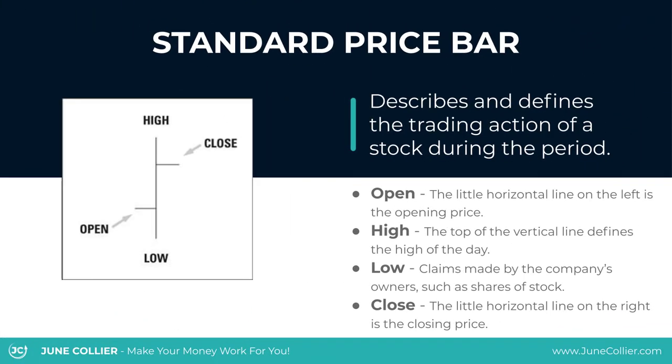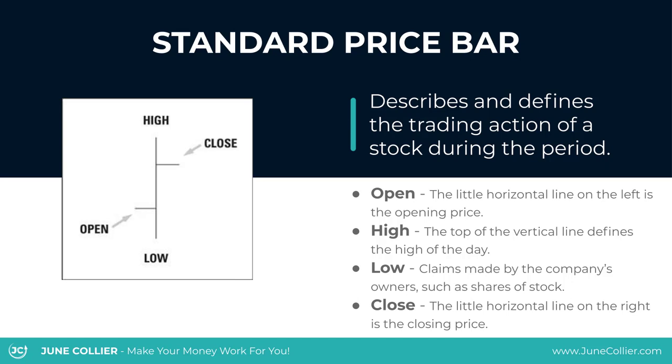Standard price bar. There are a few indicators that can show you the price action of a stock. The standard price bar is a simple indication that can provide you with the open, the close, the high, and the low of a stock price for a particular time period.